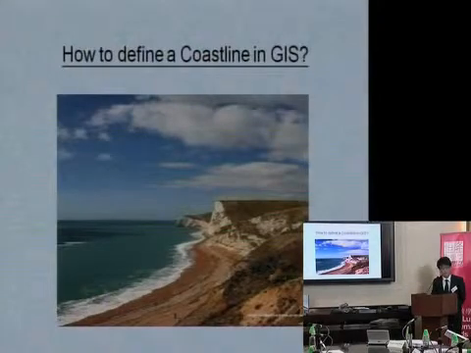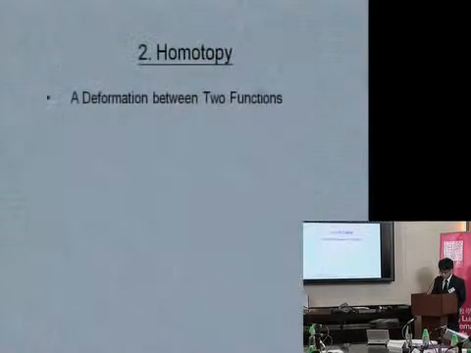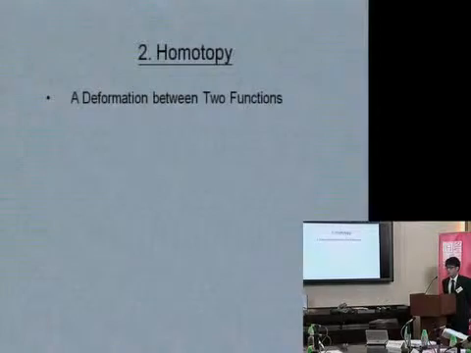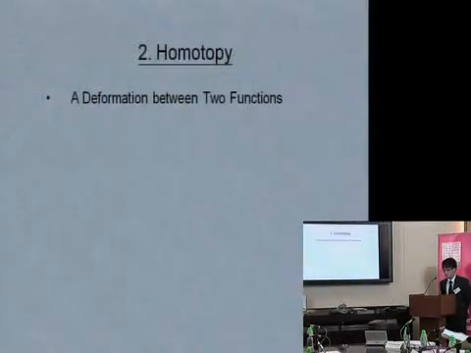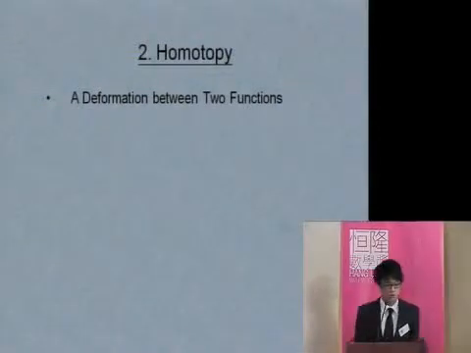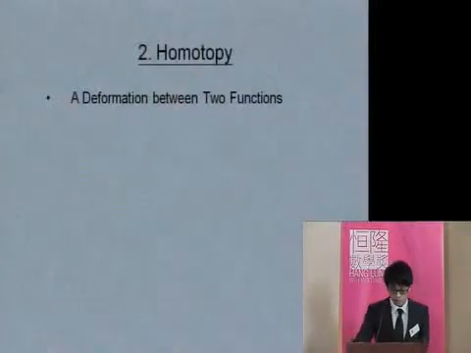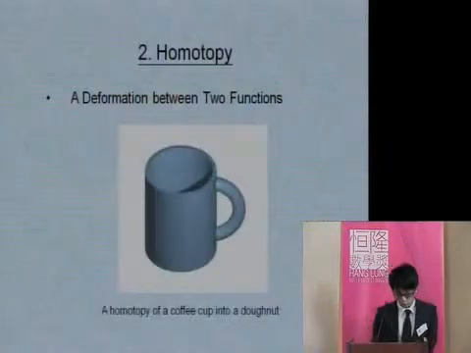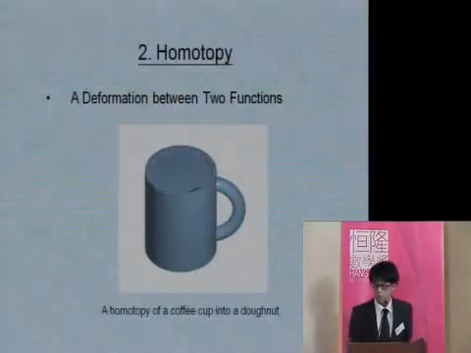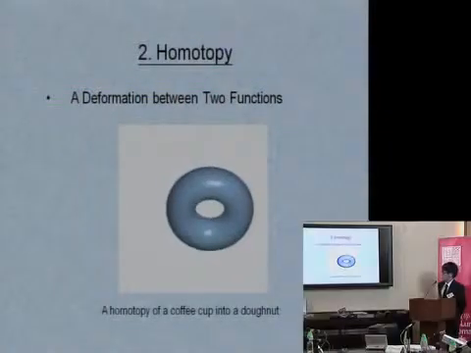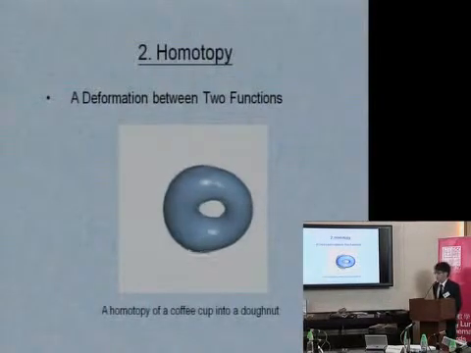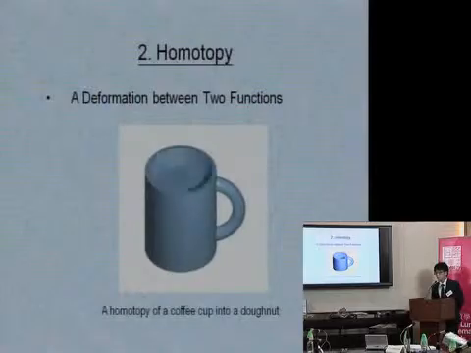And homotopy, how does it do so? Actually, it deals with objects continuously changing over time. It is a deformation between two curves, two functions. One famous example is the homotopy of a coffee cup into a donut. This homotopy can make us know more about the process of the changing and also the relations between the donut and the coffee cup.